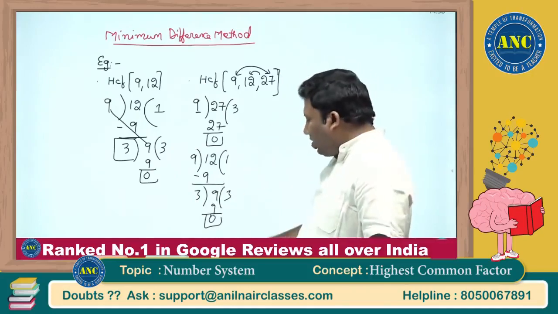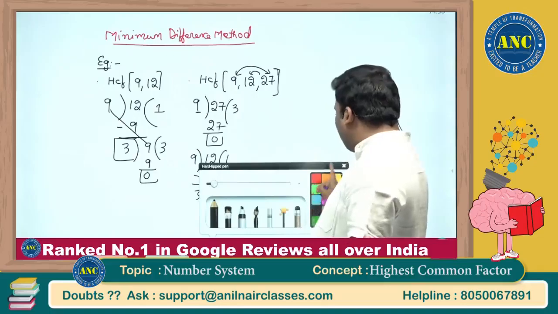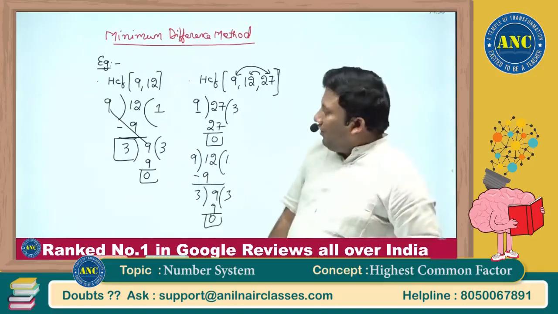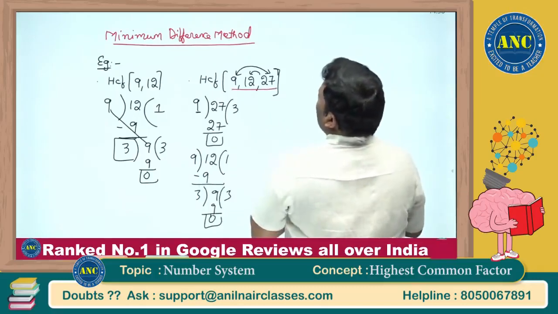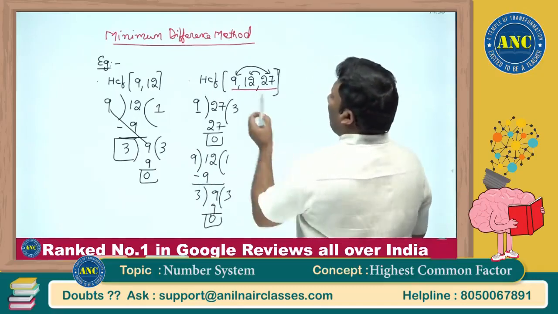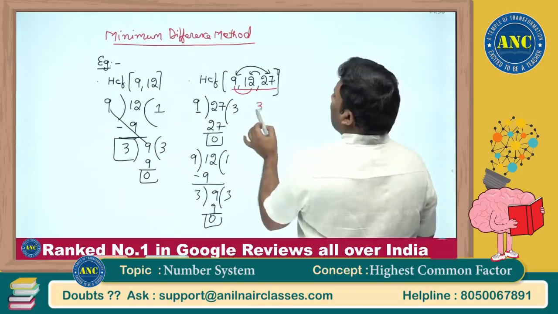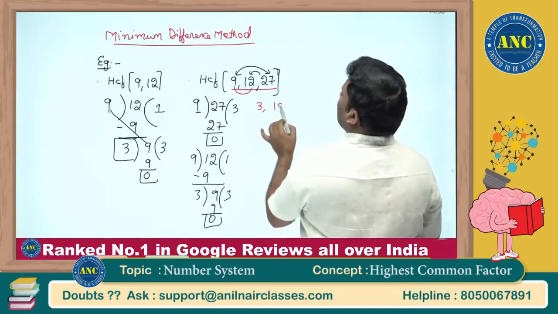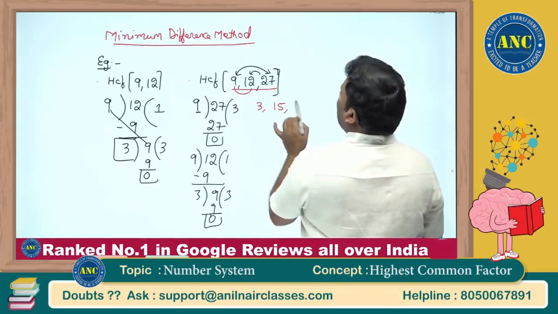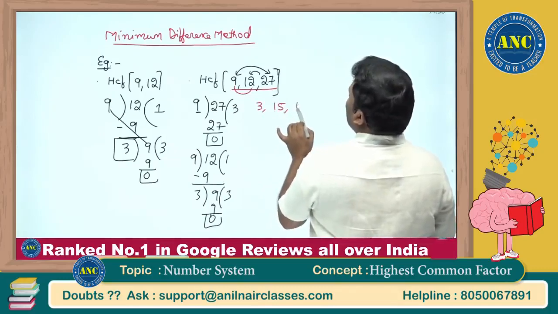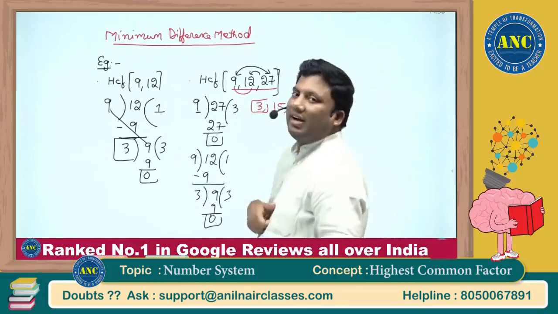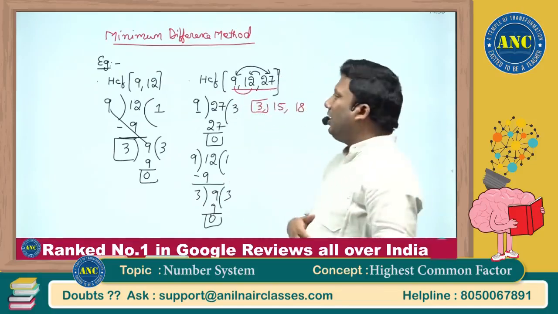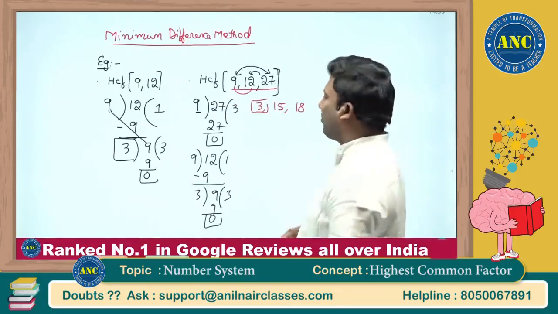Now observe these two questions. You can get a lot of very good observations. For 9, 12 and 27, find the minimum difference. 9 and 12, it is 3. 12 and 27, it is 15. 27 and 9, it is 18. What is the minimum difference? 3. Does 3 divide 9? Yes. 3 3s are 9, 3 4s are 12, 3 9s are 27.